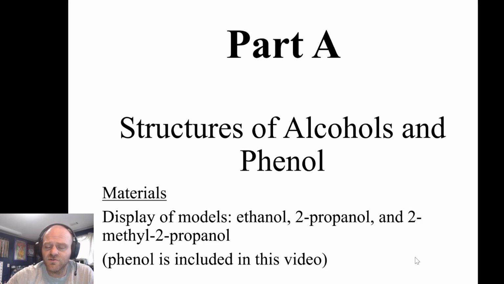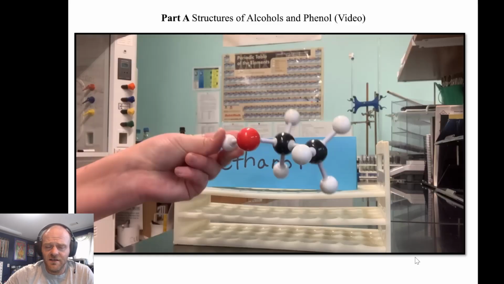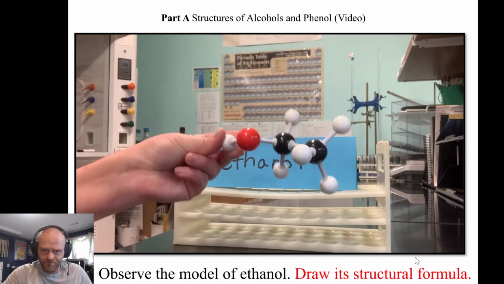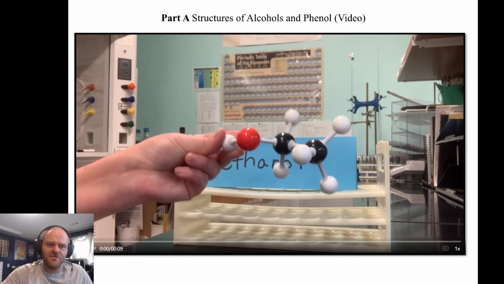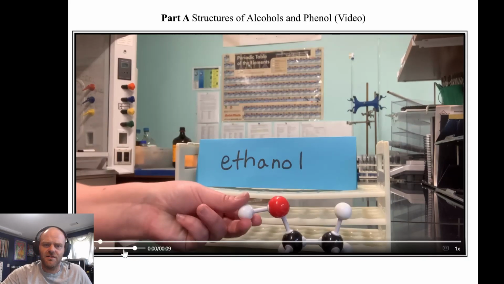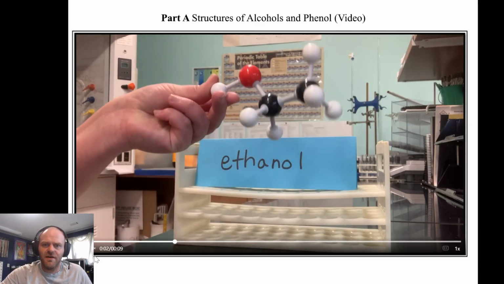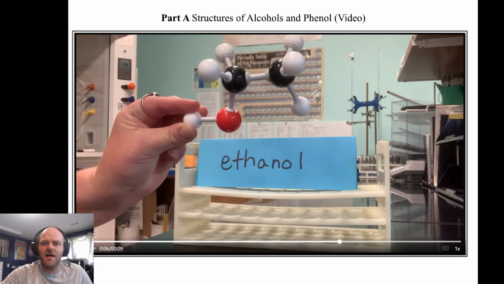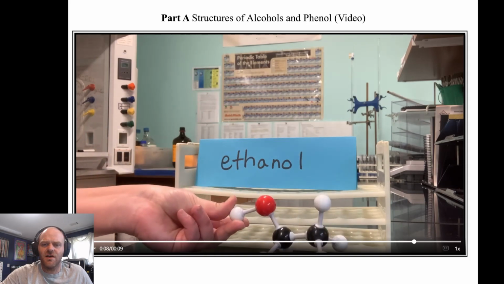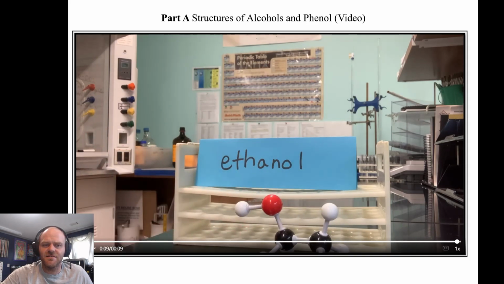So part A will be the structures of alcohols and phenols. It'll ask you to draw, like we were just doing on Chem 21, these molecules. And Jamie builds them here and holds them up for you. So I'll let her show you that. This is an ethanol. The blacks are carbons, the whites are hydrogens, and the red is oxygen.